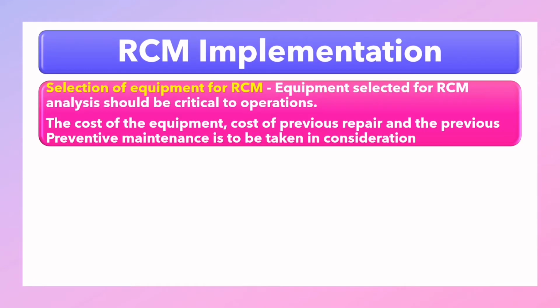Now let us discuss how to implement RCM. Selection of equipment for RCM. Equipment selected for RCM analysis should be critical to operations. The cost of the equipment, cost of previous repair and the previous preventive maintenance is to be taken in consideration.